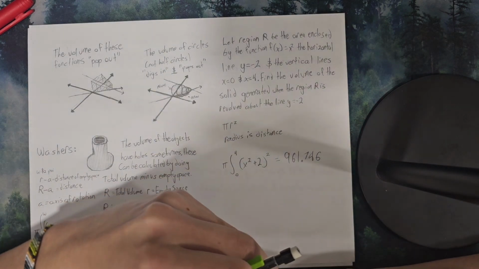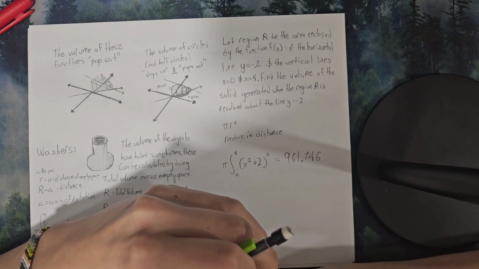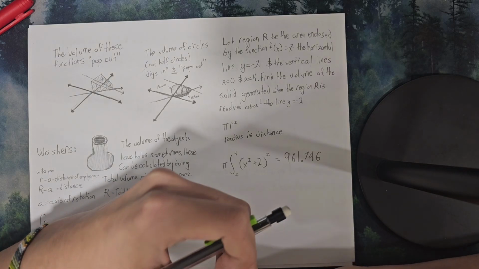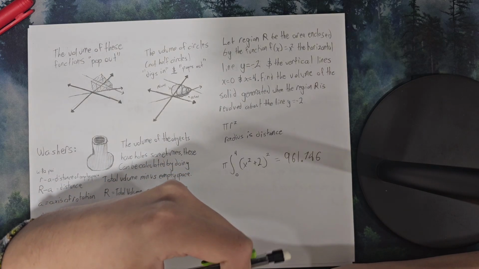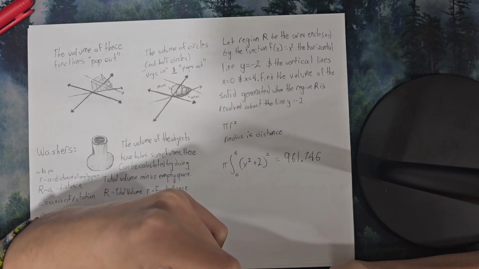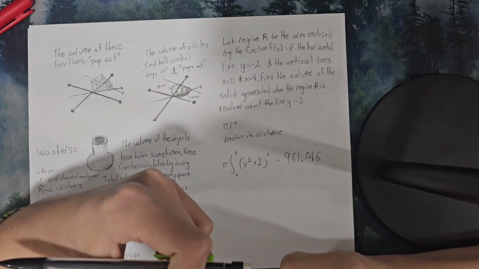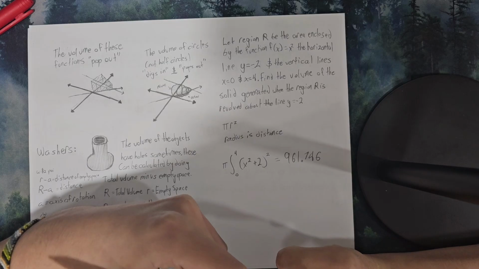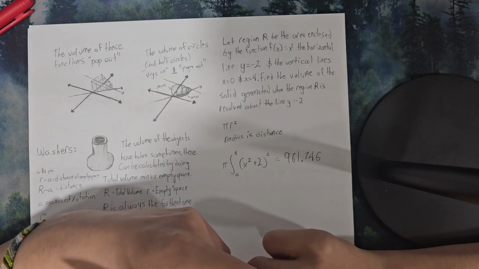Let region R be the area enclosed by the function f of x is equal to x squared, the horizontal line y is equal to -2, and the vertical lines x is equal to 0 and x is equal to 4. Find the volume of the solid generated when the region R is revolved around the line y equals -2.